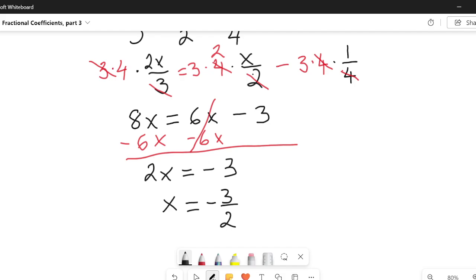So these are two examples of solving equations with fractional coefficients.